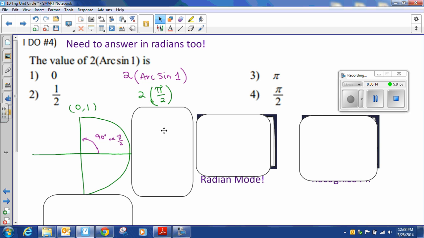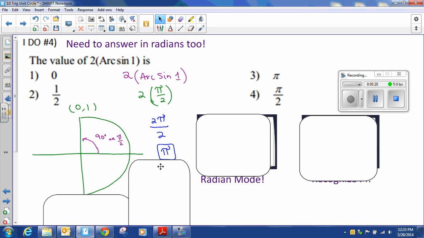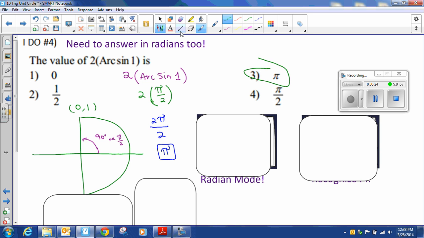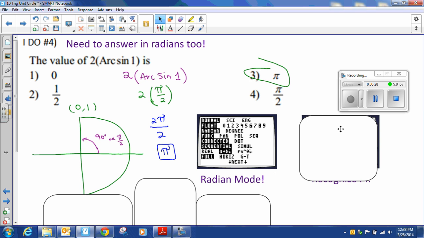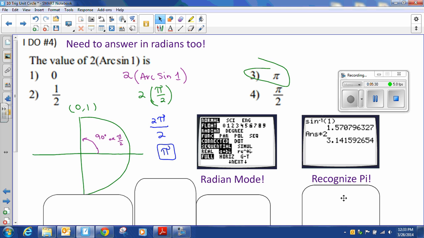So basically it's 2 times pi over 2, and 2 times pi over 2 is pi. The answer is 3. If you were to put this in the calculator, it needs to be in radian mode. And as you can see, your answer is 3.14159, which is pi.